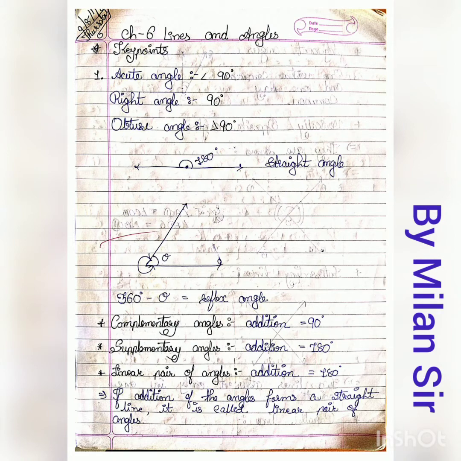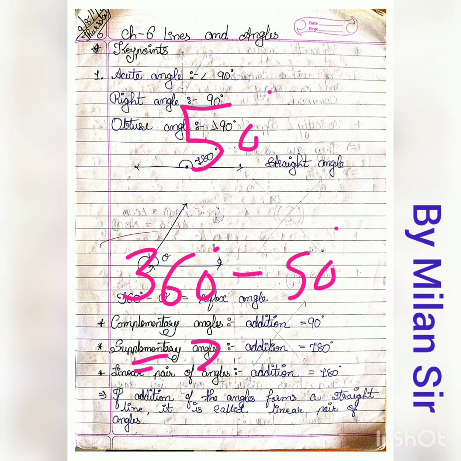So what is the formula of reflex angle? 360 degree minus theta. That means if you want to find the reflex angle of 50 degree, for finding out reflex angle, 360 minus angle 50. So reflex angle of 50 is 310. In this way you can find the reflex angle.